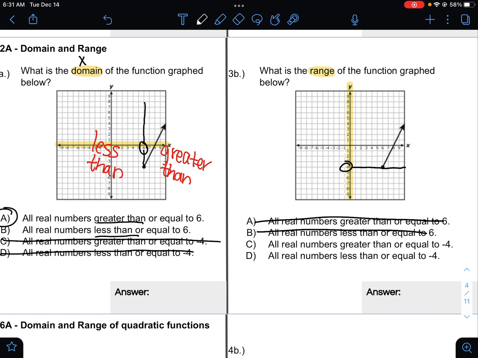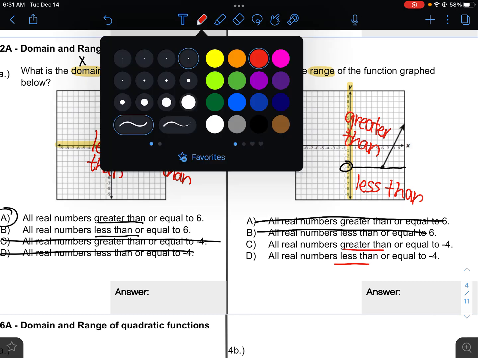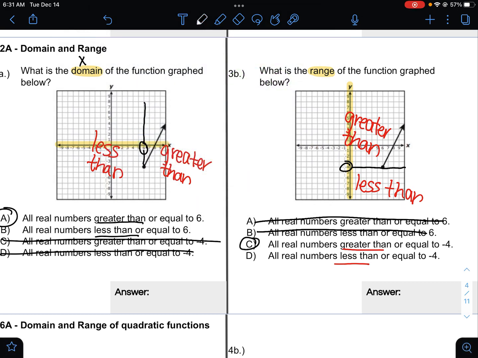Okay, now, same concept. The difference is greater than or less than. So everything below it is less than. Everything above it is greater than. Okay, so it's going above it, so I want my answer to contain greater than, which would be answer choice C.